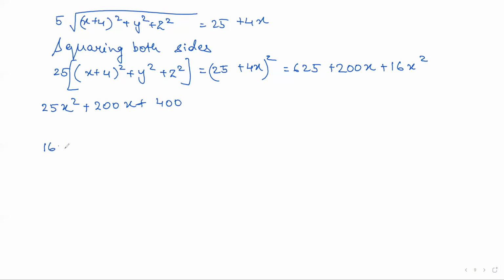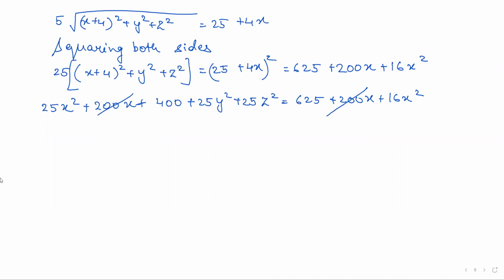See, this you have to calculate. 16 can be written as 4 into 4. 4 into 25. 4 into 25 is 100 into 4, which is 400. Always try and reduce your calculation as much as possible, and always try to do the calculation in mind rather than doing it on paper. That will save your time. Plus 25y square plus 25z square is equal to 625 plus 200x plus 16x square.